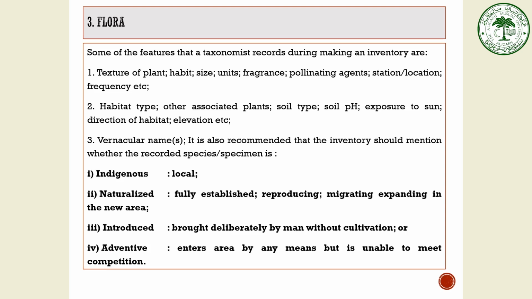Then some of the features that taxonomists record while making an inventory are the texture of the plant, habit, size, odour, fragrance, pollinating agent, station, location, frequency, their habitat type like other associated plants, soil type, soil pH, exposure to sun, direction of habitat, elevation. Then its vernacular name.